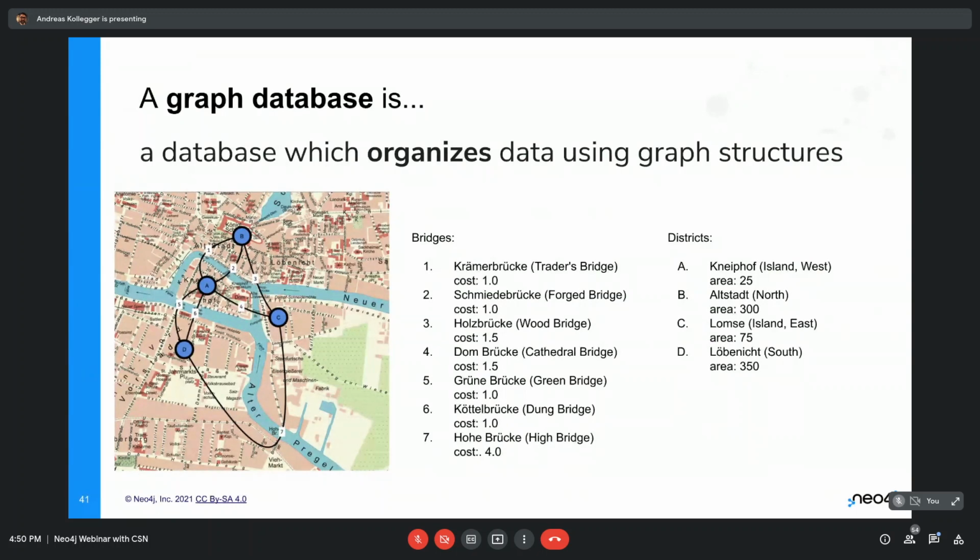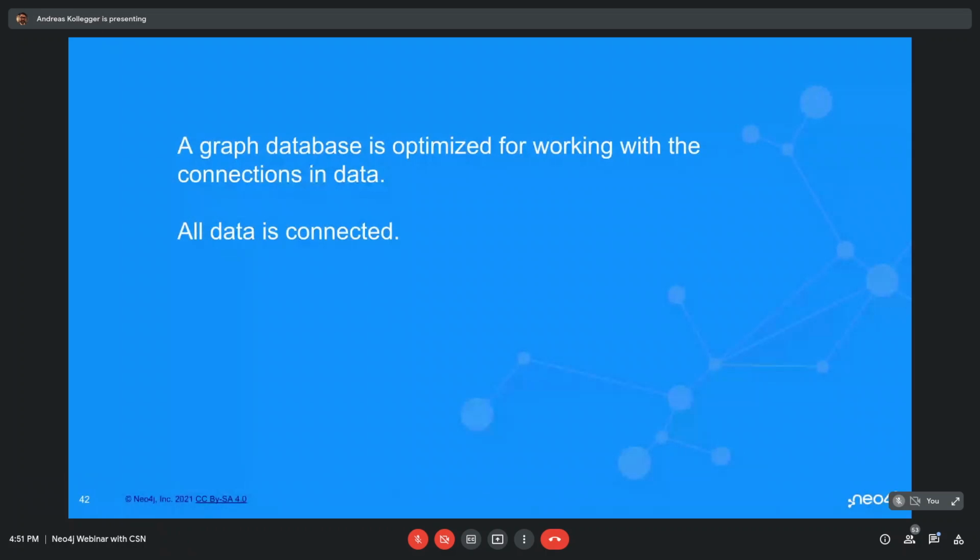This focus, this orientation around relationships, that what really matters is how things are related, and thinking about those as first order concerns rather than secondary concerns, is really transformative to me, philosophically on a more personal level. Certainly practically on a database level as well. A graph database is simply optimized for working with connections in data, and I certainly argue that all data is connected.